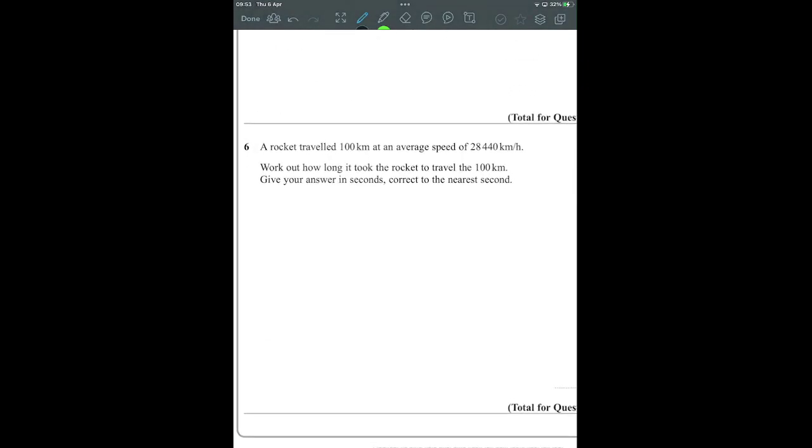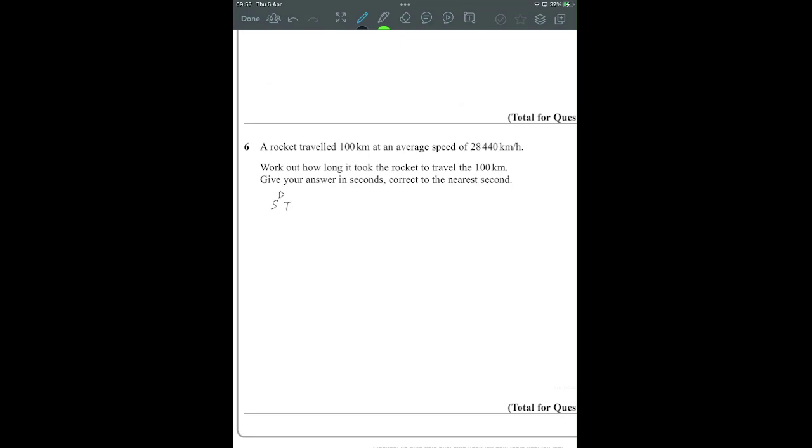Question 6. A rocket is traveling at that speed. We want to work out how long it took the rocket to travel, but in seconds. Okay, I've got a couple of choices here. I can work out my time in hours first, and then convert it into seconds, or I can try and convert the speed into kilometers per second, and then do my speed distance time calculation. I think the first of those is probably more sensible.